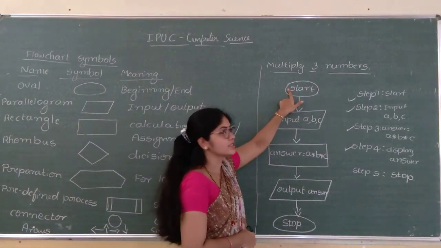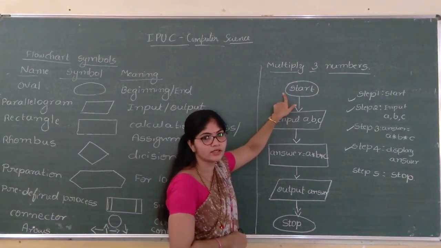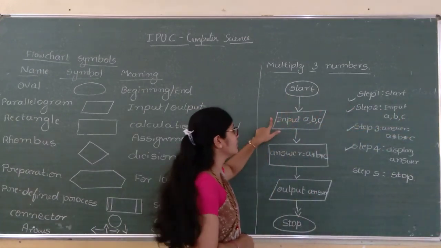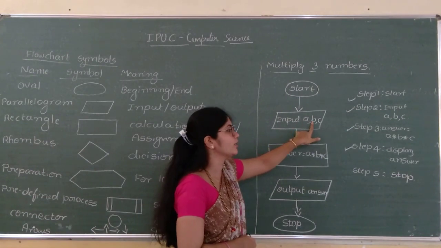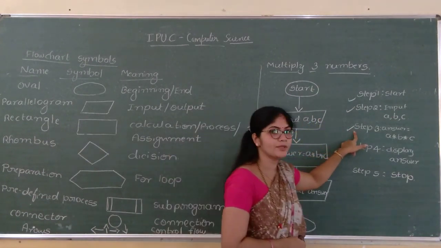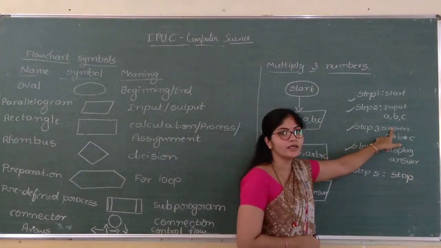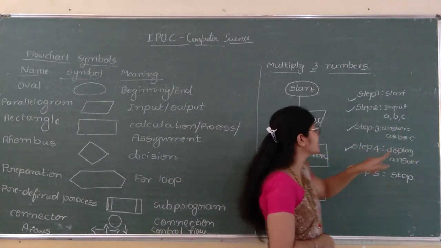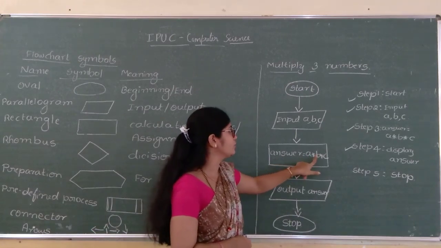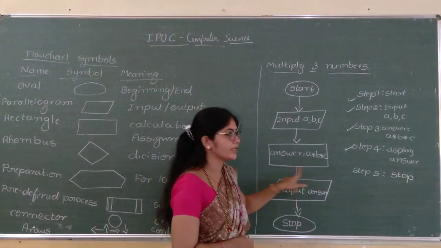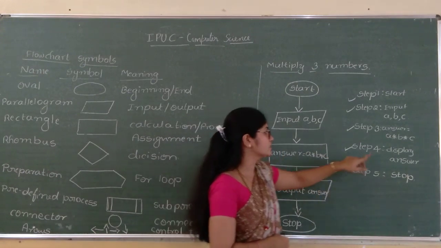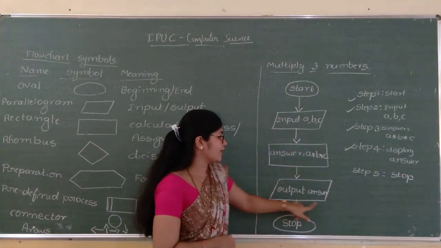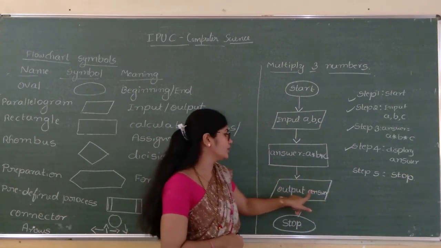First start, oval symbol we have used for starting. Next input a, b, c, parallelogram symbol used for input a, b, c. Next step 3, calculation step, where the calculation or process happens: answer is equal to a into b into c. There we have used the rectangle symbol. Next step 4, display answer or output answer. Next, parallelogram symbol used, output answer.